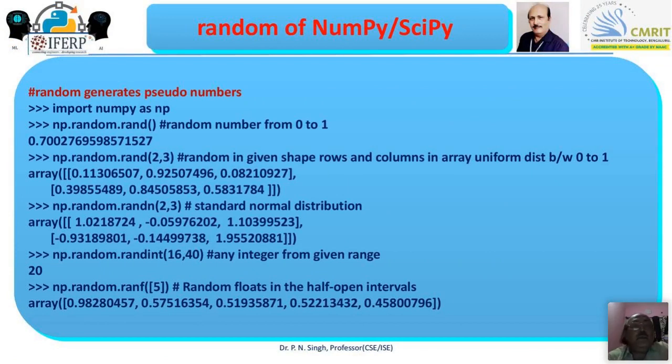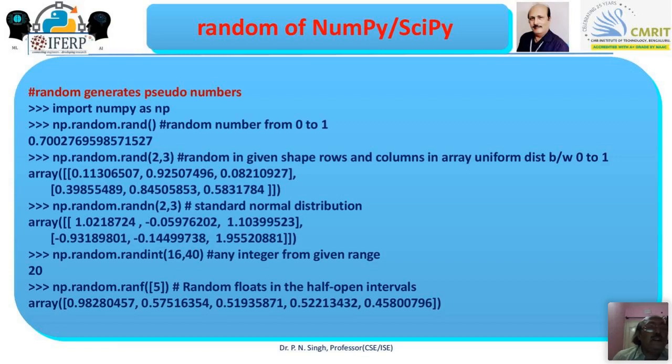Now the random generator. We know that a random number can be generated by any programming language, and it is very useful for scientists or for any lottery, to pick who is getting that particular chance. By default it gives any value from 0 to 1. So if you have imported numpy, np.random.rand gives any value from 0 to 1.